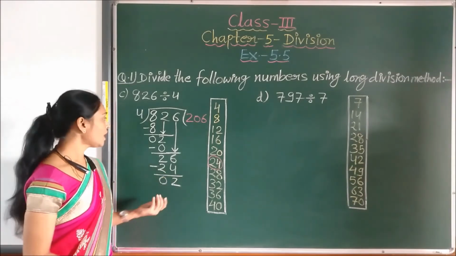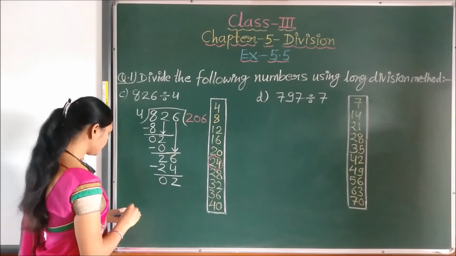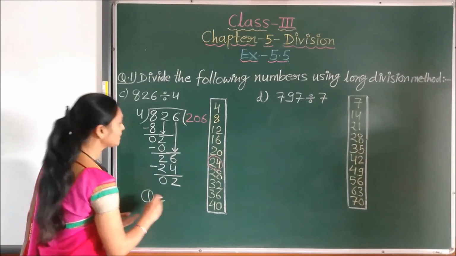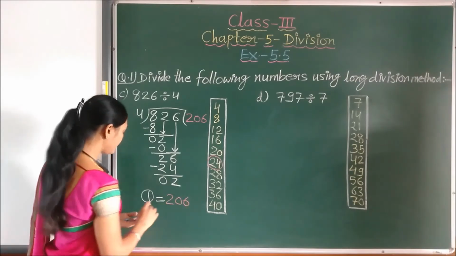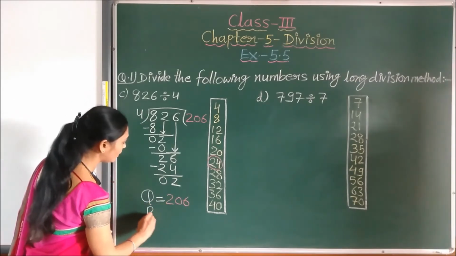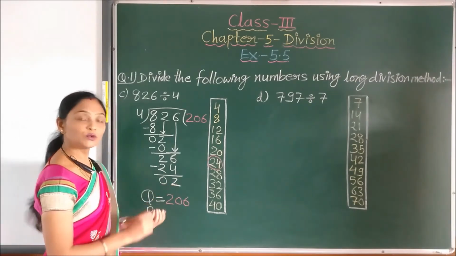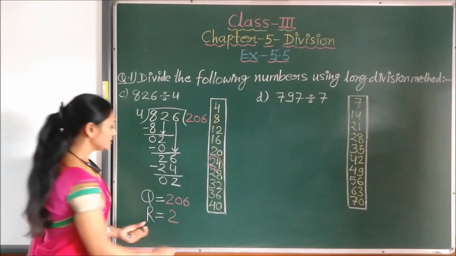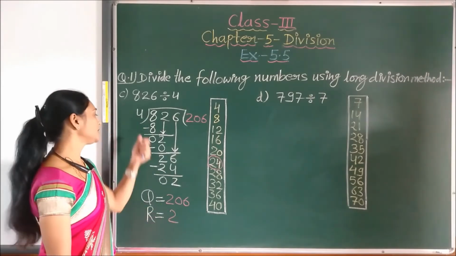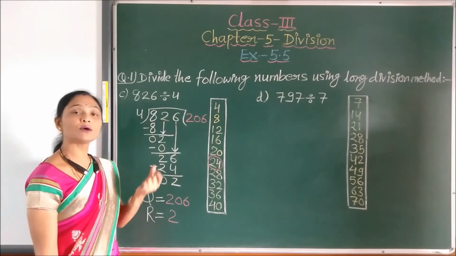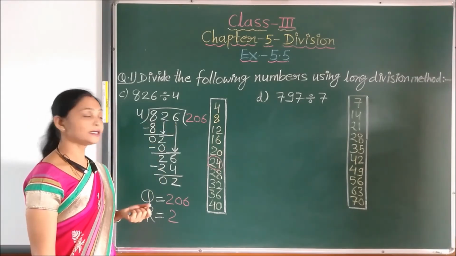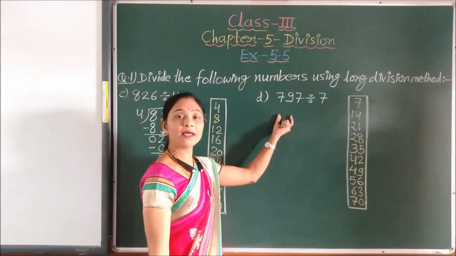So how much quotient did we get? See, quotient we got 206, and remainder we got 2. So this way you may solve if there is 3-step division also, means 3-digit numbers also you may divide easily. Now we will solve this one.